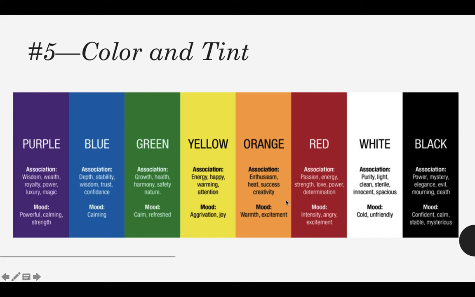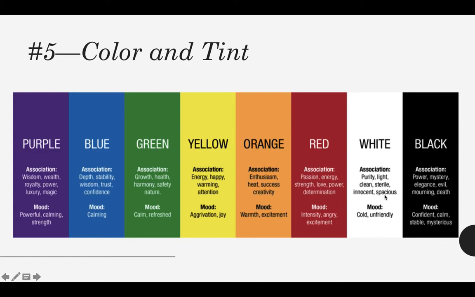Orange is associated with enthusiasm, heat, success, creativity, and it can create a warm or excited mood. Red could be used to associate passion, energy, strength, love, power, determination. With February, using red and white together for Valentine's Day works really well. But you do have to be careful because you don't want red to create an angry mood unless that's what you're going for. With Valentine's Day, that probably isn't what you're looking for.